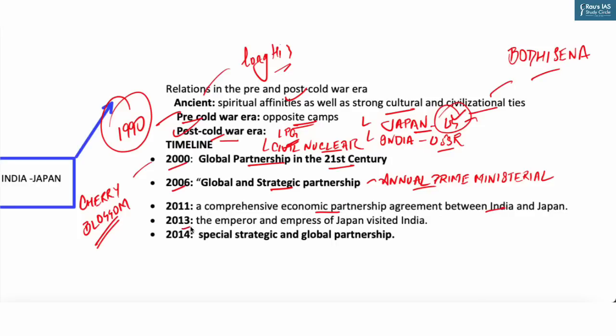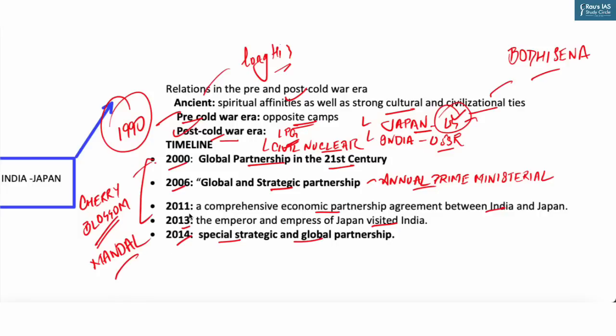Then in 2013, the Emperor and Empress of Japan visited India. Then in 2014, PM Abe was the chief guest at the Republic Day parade in New Delhi. During the visit, relations were upgraded to Special Strategic and Global Partnership. Thus, India-Japan relations have reached a cherry blossom phase. Japan has become India's closest partner, and according to Kautilya's Mandala theory, Japan is India's natural ally.